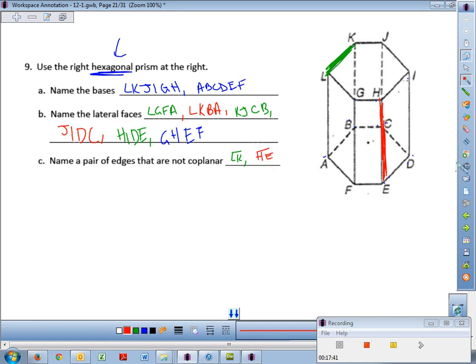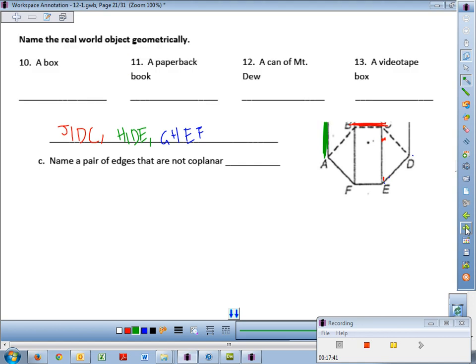Here, let's start over and try again, just for fun, because that was just an example. It says name a pair of edges that are not coplanar, so let's just try another one. Let me start by picking this one right here. There's an edge. Now I've got to find something that's not touching it and not going the same direction. So this one, right? Isn't that not touching it and not going the same direction? So there's a ton of different answers that you could put on this one.